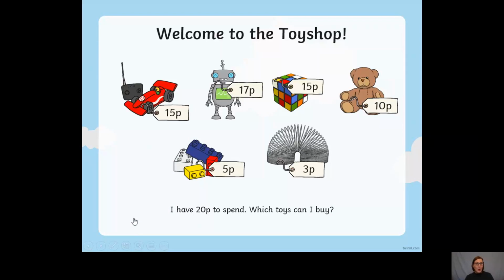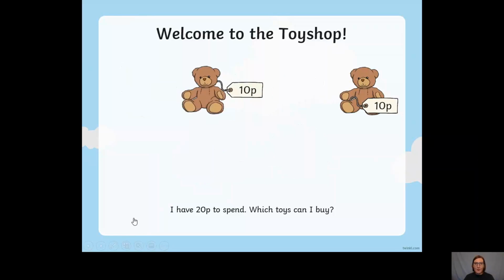Now I have 20 pence to spend in my toy shop. And I wonder, which of these wonderful toys can I buy? I've got some different options I'm going to show you now. Okay. Now I'd like to buy 2 teddy bears. 10 pence and 10 pence. Does that make 20 pence? It does, doesn't it? Well done, it does.